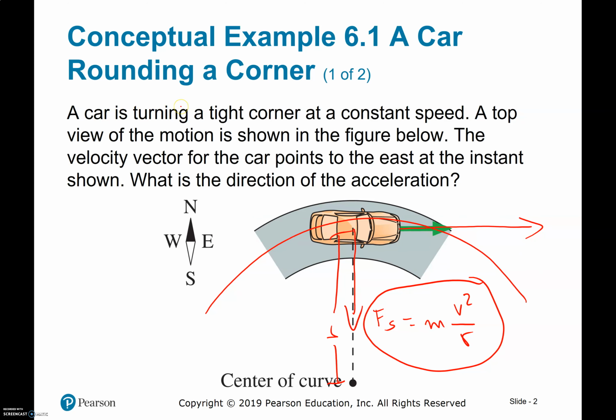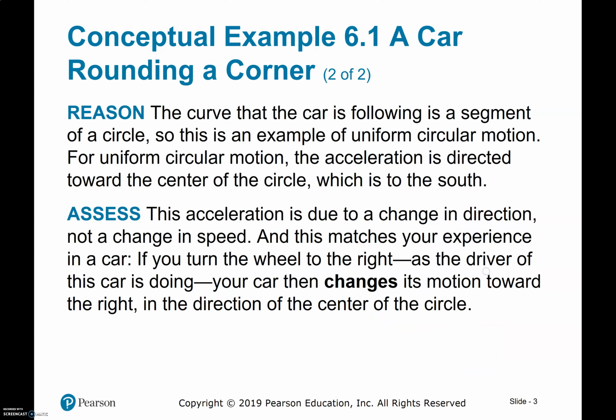A car that is turning a tight corner goes at a constant speed, as is shown. So the velocity vector is this one here, and the car is moving in this direction. What is the direction of the acceleration? Well, we know the acceleration points towards the center of the circle, right? So the acceleration is v squared over r, and we know the force is equal to mass times acceleration, and therefore the force has to be mv squared over r.